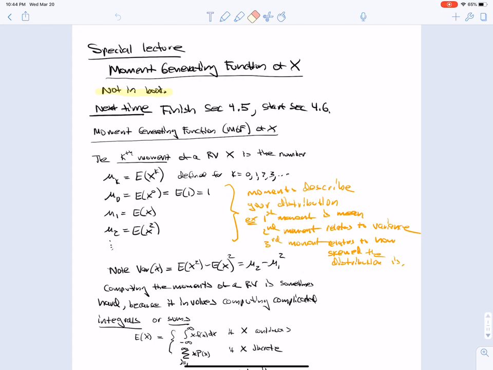The moment generating function is about the kth moment of a random variable and a way to calculate the kth moment relatively easily. The kth moment is the expectation of the kth power of x. For example, the first moment is just the expectation of x. The second moment is the expectation of x squared, and so on. For example, the variance is the second moment minus the first moment squared.